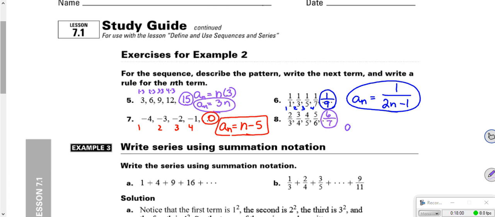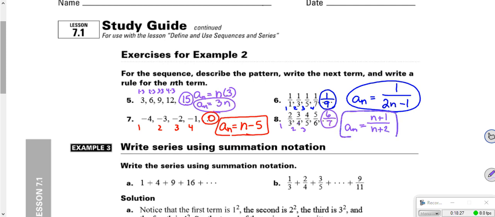And this one, again, remember, we are trying to use the number 1. How do I get from the number 1 to a 2 on top and a 3 on bottom? How do I get from the number 2 to a 3 on top and a 4 on bottom? How do I get from the number 3 to a 4 on top and a 5 on bottom? Well, if you look, you add 1 on the top and 2 on the bottom. So that's what we do. N plus 1 over n plus 2.